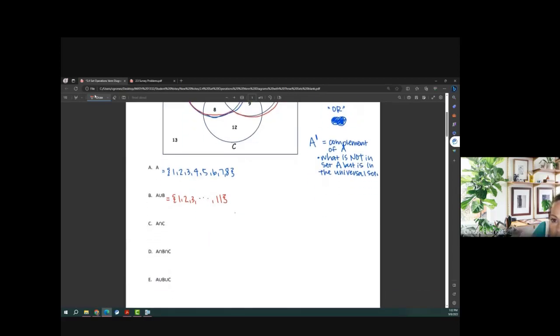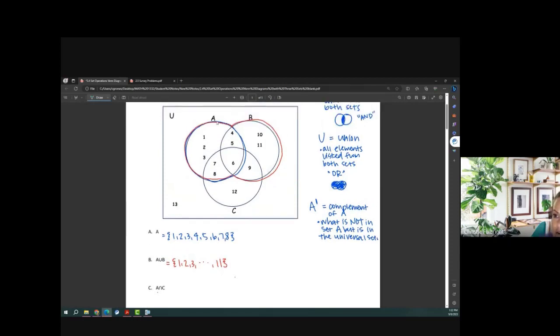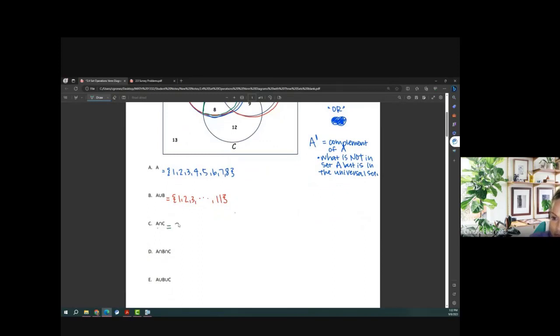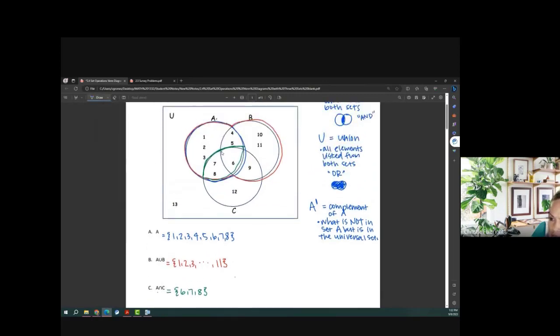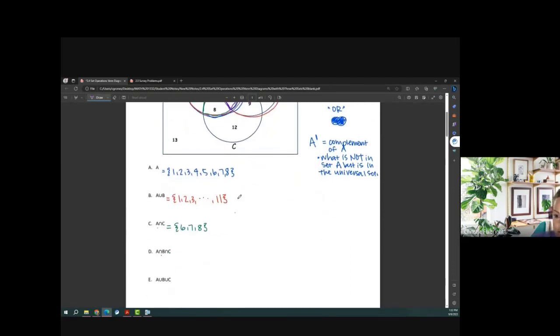C is the intersection of A and C. Intersection is where those two circles intersect. So A and C, they intersect in this football right here. And we have the numbers 6, 7, and 8. D is the intersection of A, B, and C. So we want to look where all 3 of the circles intersect, and that is going to be this middle piece, this middle little triangle, and the only element in there is 6.